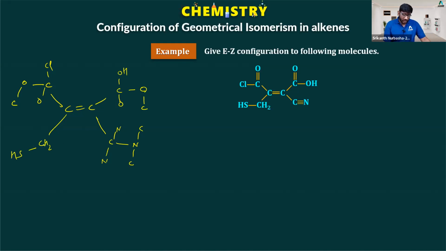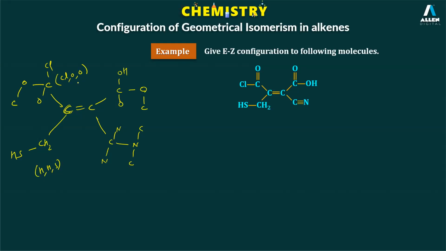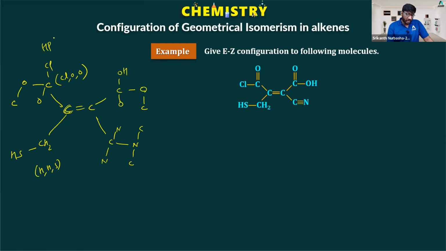Now look at this side, CH2. The immediately connected atom is the same carbon. To that carbon atom, what are the other groups connected? Hydrogen, hydrogen, sulfur. To this carbon, what are the other groups connected? Fluorine, fluorine, oxygen, oxygen. So it should be given the highest priority by atomic number, fluorine. This should be the highest priority, and this should be the lowest priority.